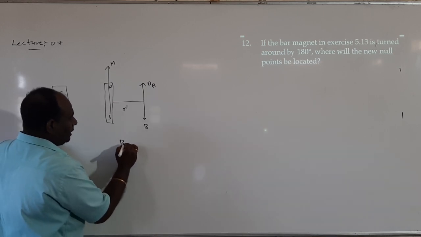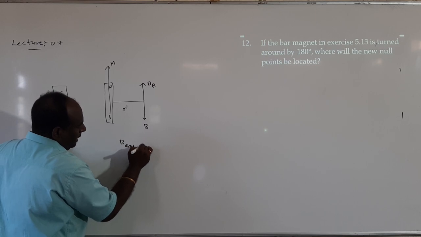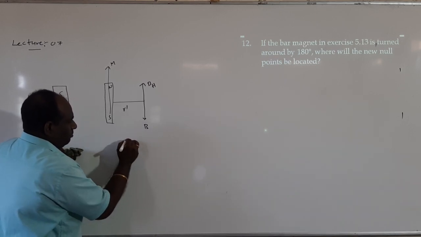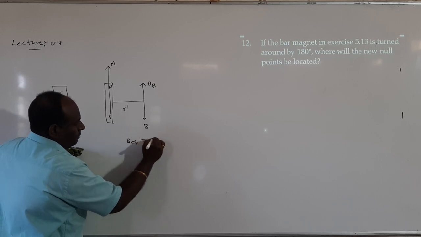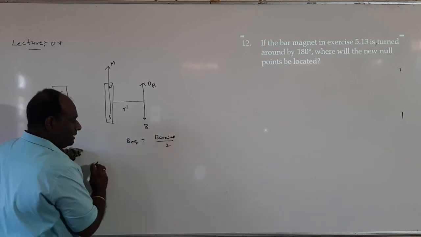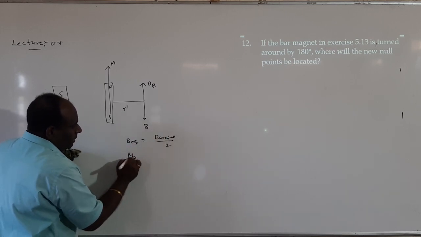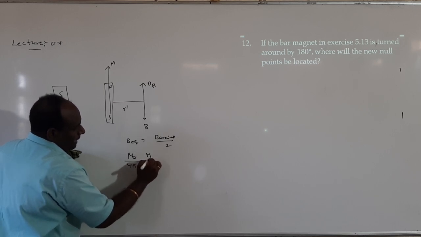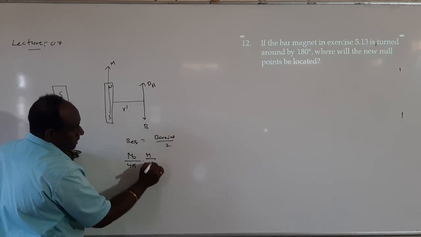B axial is equal to what? B axial, sorry, B equatorial is equal to B axial by 2. This is the condition. What is the magnetic field? B equatorial is mu naught by 4 pi into m by r dash cube.